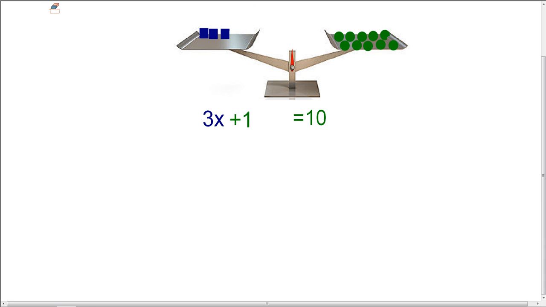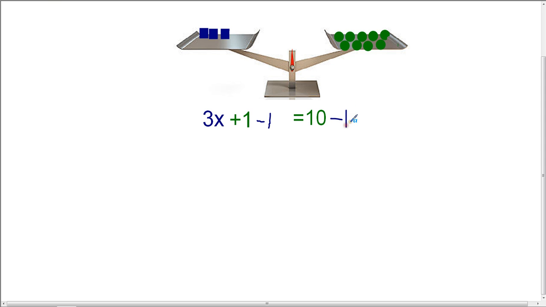So think about what we just did. We took away the green circle, which means that I subtracted 1 from the left-hand side. But our golden rule says whatever I do to one side, I have to do to the other side because I need to keep the scale in balance. So I'm going to take away 1 green circle from the other side of the equation as well.